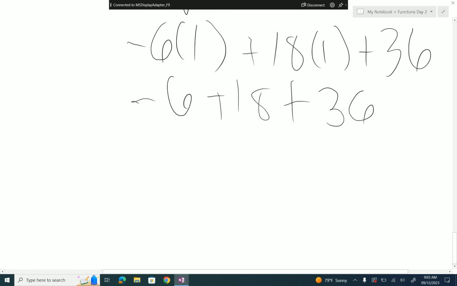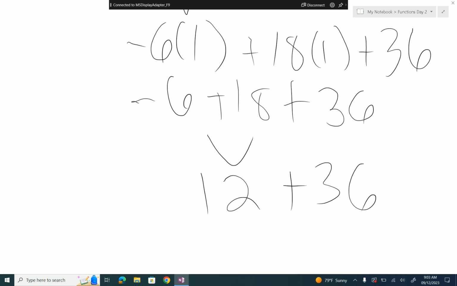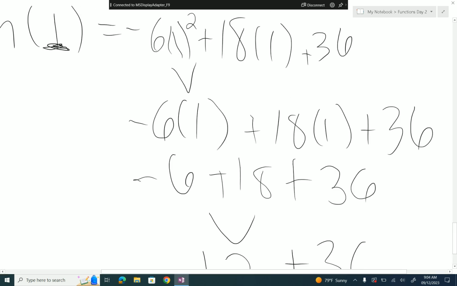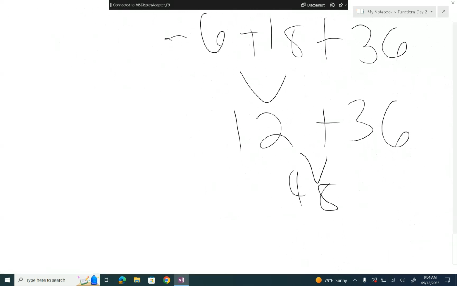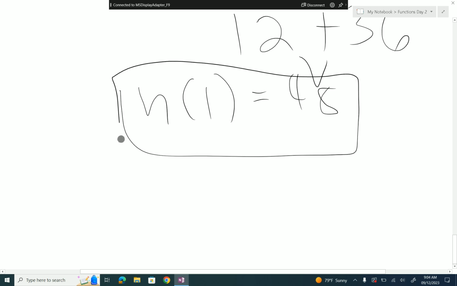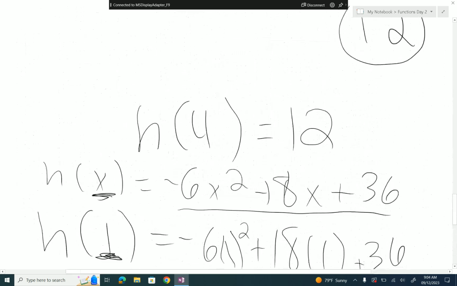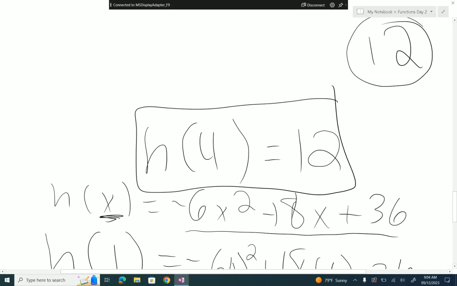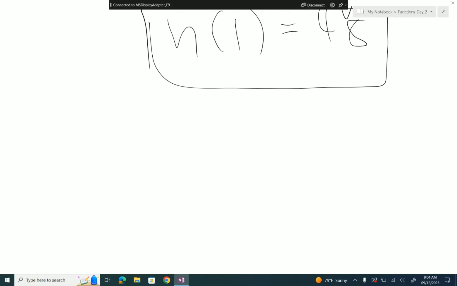So what's negative 6 plus 18, Daniel? Yep. Yeah, good job. Awesome. And now I've got 12 plus 36. Coral, what's 12 plus 36? Perfect, thank you. So 48. So we came all this way to find out that h of 1 is equal to 48. So we first found h of 4 to be 12, and now we've got that h of 1 is 48.